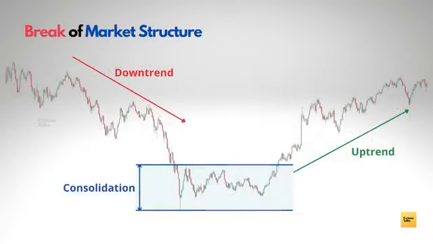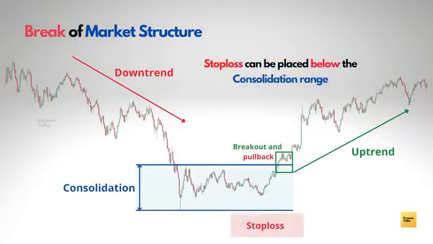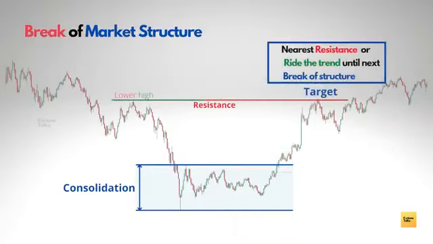In this case also, the reversal may not come quickly. Instead, there can be a consolidation or an accumulation stage where the buyers can come in ample quantities so as to take the market higher. Here also, the trade entry would be when the price breaks above the accumulation stage and moves higher. You can keep a safer stop loss below the consolidation range, and the target can be set as the next nearest resistance level, or simply you can ride the trend until there is again a break of structure.